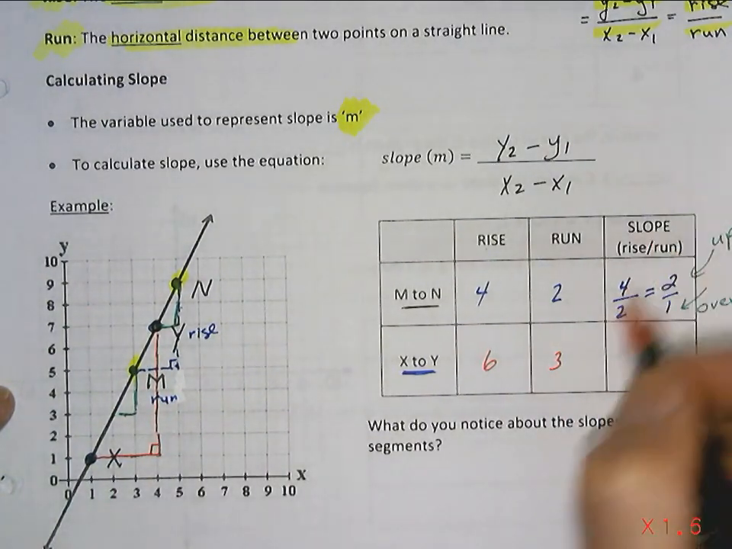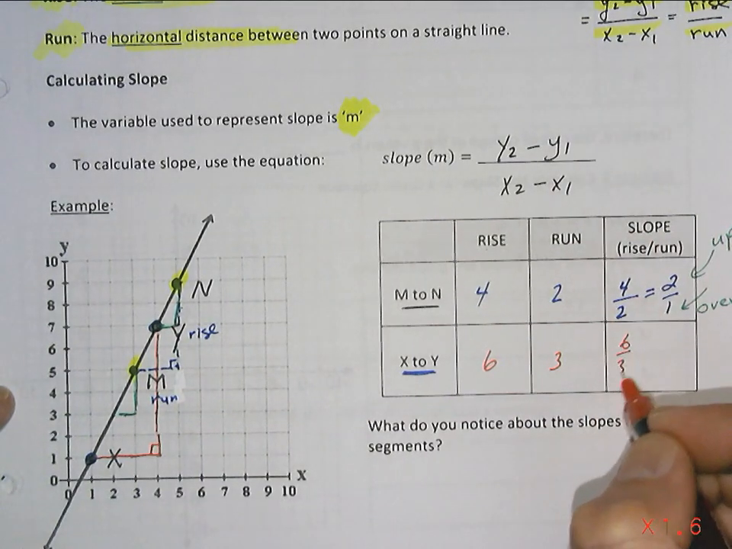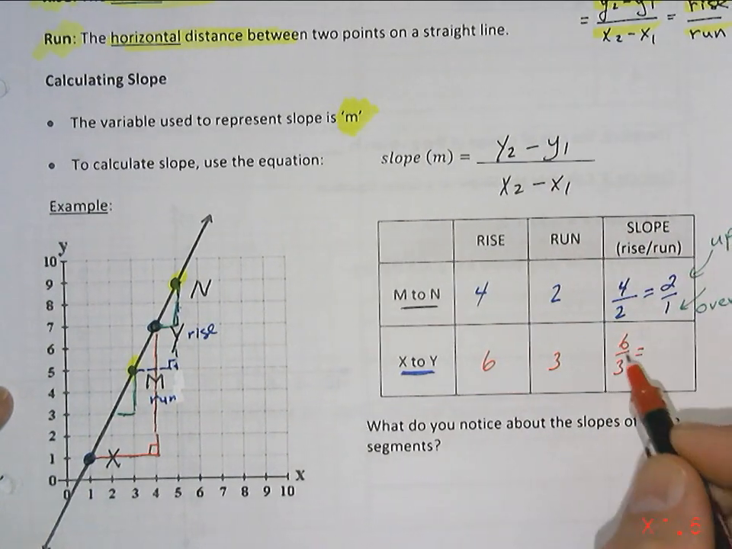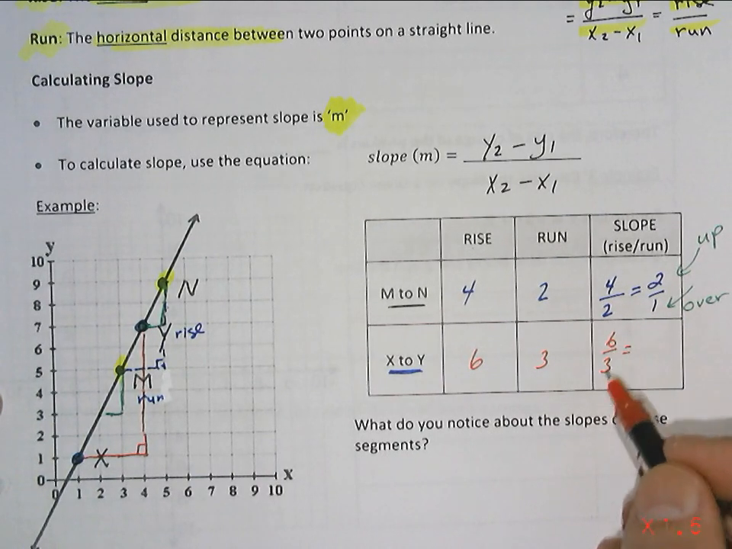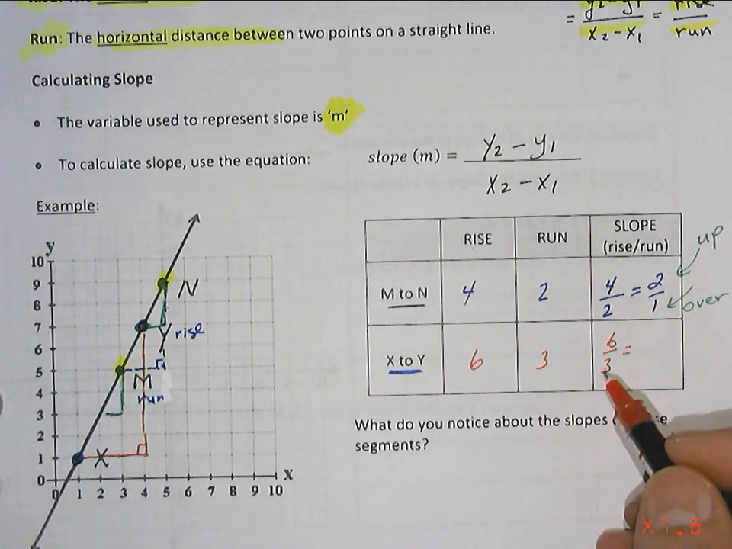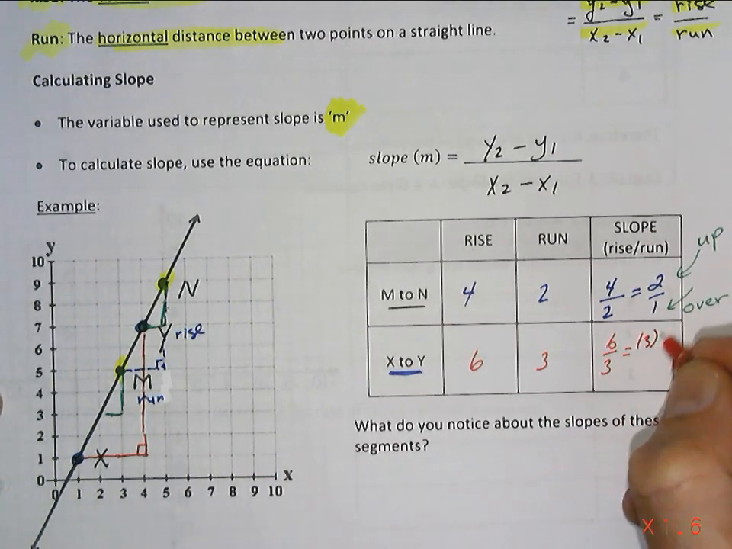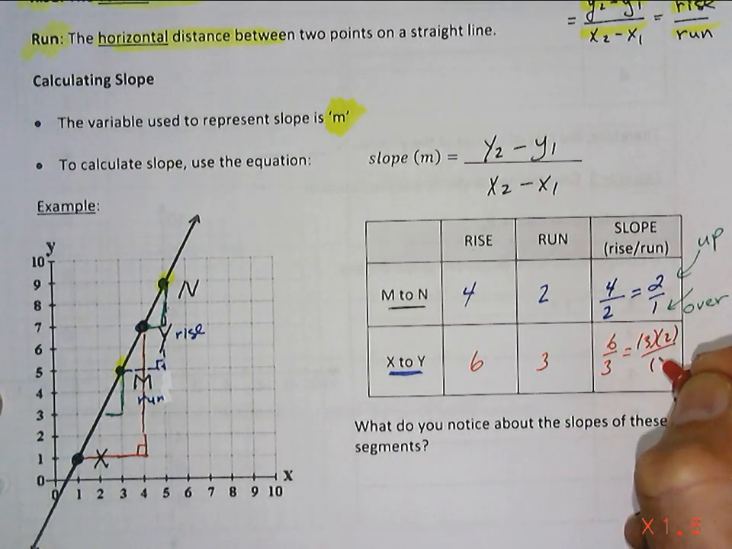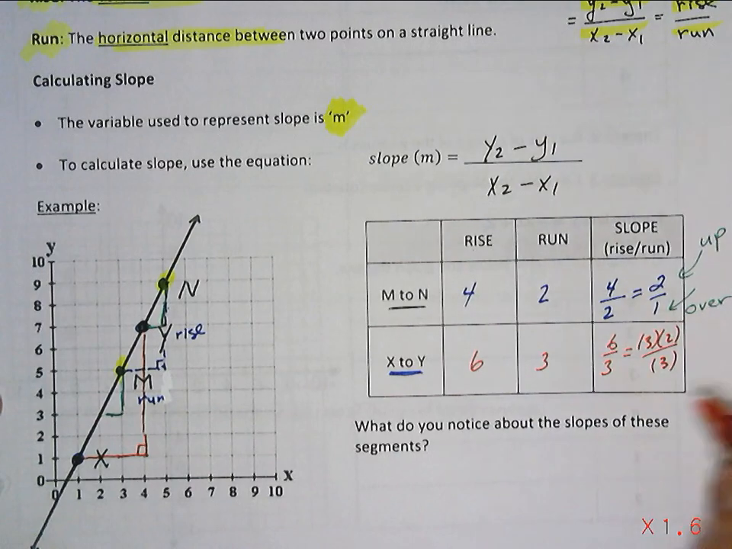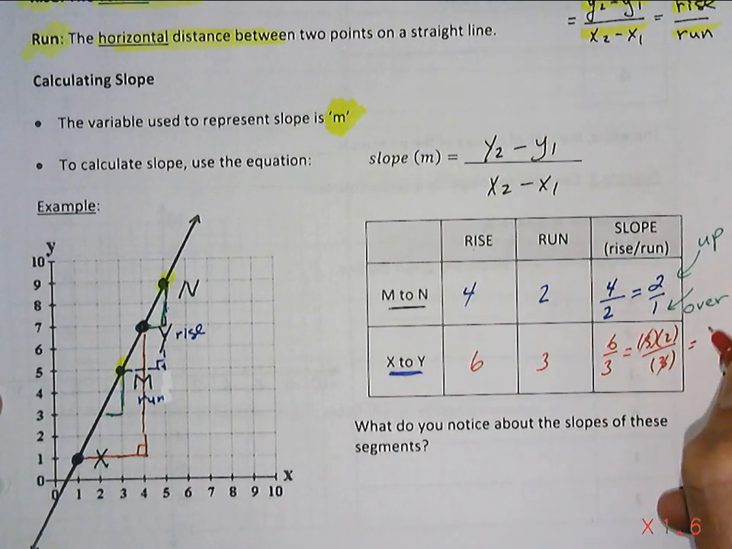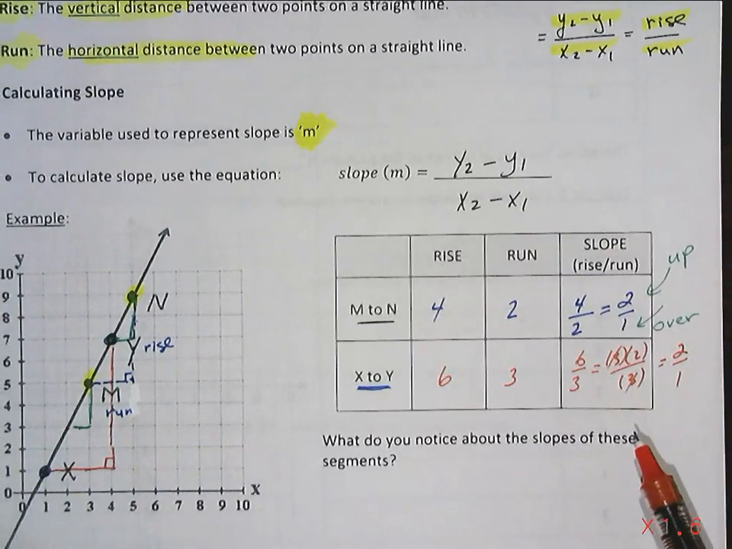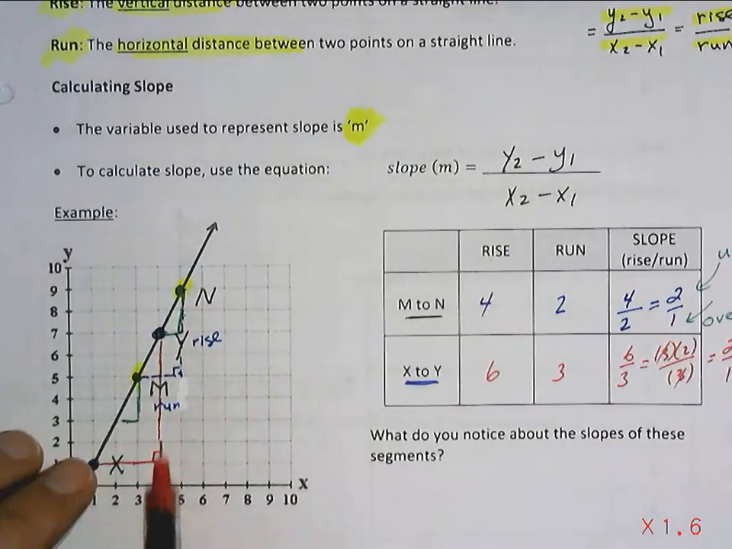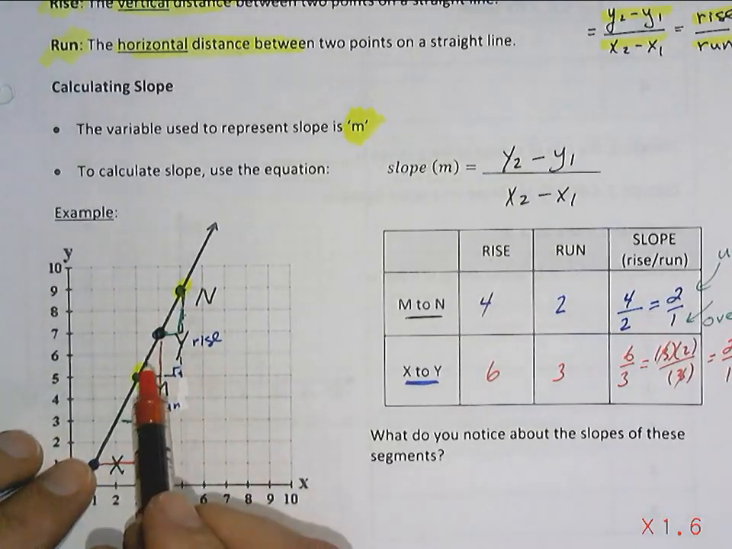So slope is rise over run, so it's 6 over 3. Now, you do know how to reduce, right? I did this one up here sort of fast, but you know that 6 divided by 3 is 2. And the way that works is that 6 is 3 times 2 over 3, which means that the 3's reduce, giving you 2 over 1, which, oddly enough, is the exact same answer that we got above, meaning that this ratio, this slope, stayed the same.